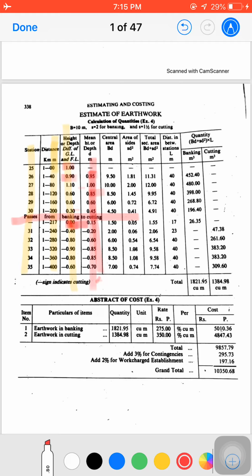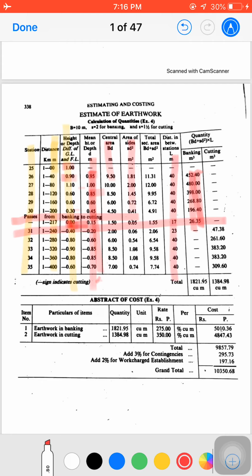Now here S is 2 for banking and 1.5 for cutting, that is 1:1.5 for cutting. So when it is in banking, you have to consider S as 2, and after that is 30th station, you have to consider S is equal to 1.5. Then calculate the area of the sides, S D square. Then the total area, that is this column plus this column.